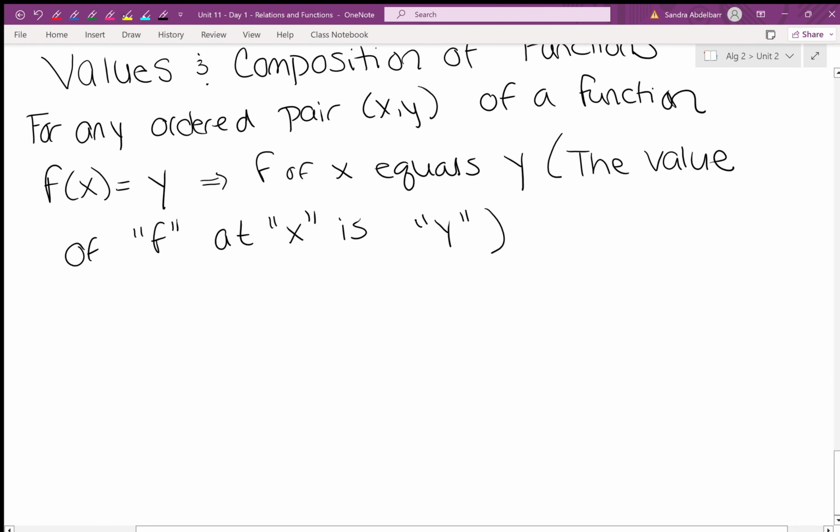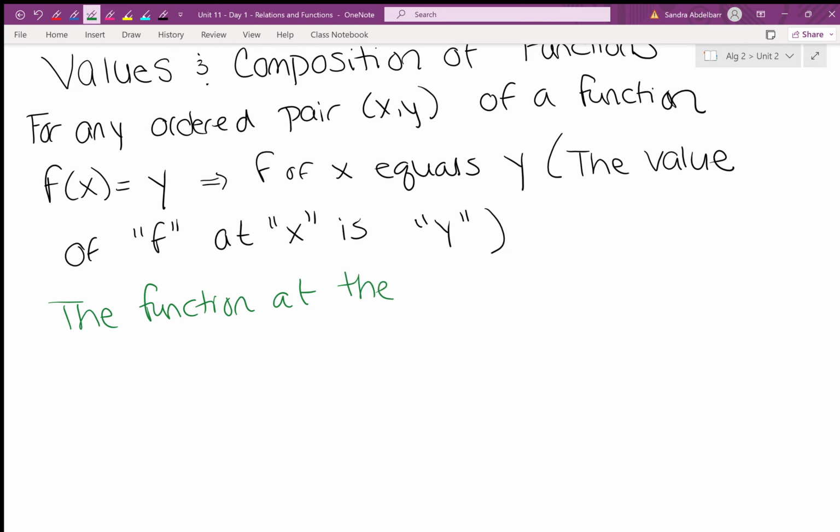The other way of looking at this is the function at the domain is the range.